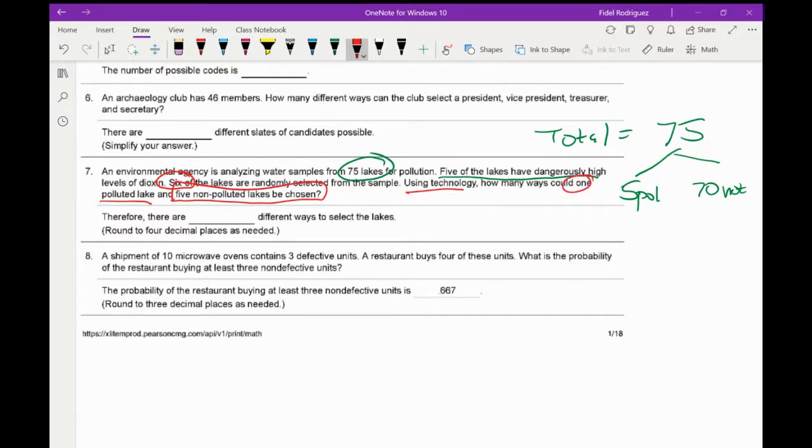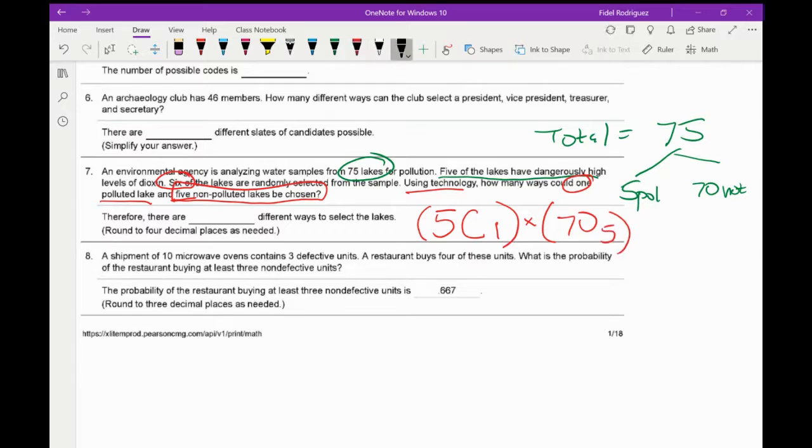Okay, so we want to choose 1 polluted lake. So guys, I'm going to show you how I'm going to do this on my calculator. So on my calculator, I'm going to put the number 5, and then I'm going to use my combination button, and I'm going to walk you all through the process so that you can see how it's going to work. So out of those 5, I want to choose 1 of them being polluted. And then out of the 70 that are not polluted, I'm going to choose 5 of those.